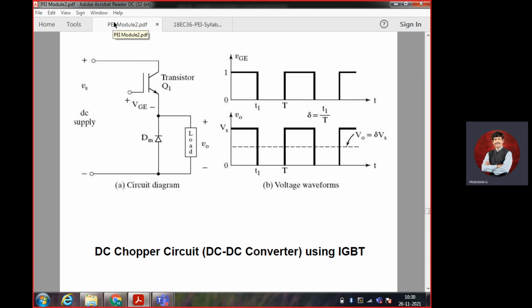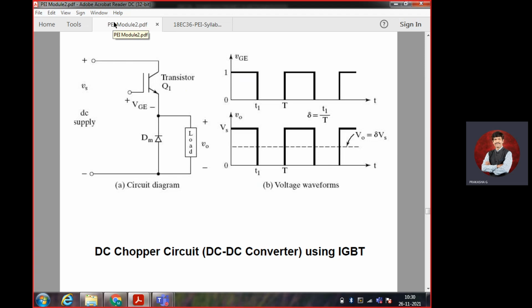I naught. Initially it goes like this, then comes to 0. This is the current passing through the load, and the voltage V naught across the load. This is V naught, this is I naught. It is passing through the load.